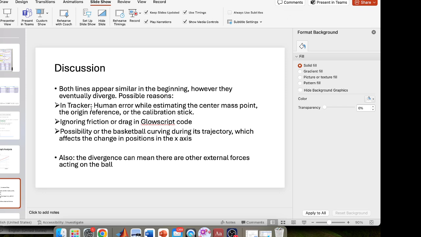Some of the reasons are that in Tracker there might have been human error while estimating the center mass point, the origin reference, or the calibration stick. And in GlowScript, something may have happened when I ignored friction or drag in the code. There's also the possibility of the basketball curving during its trajectory, which might have affected the changing positions on the x-axis. And the divergence can also mean that there are other external forces acting on the ball.